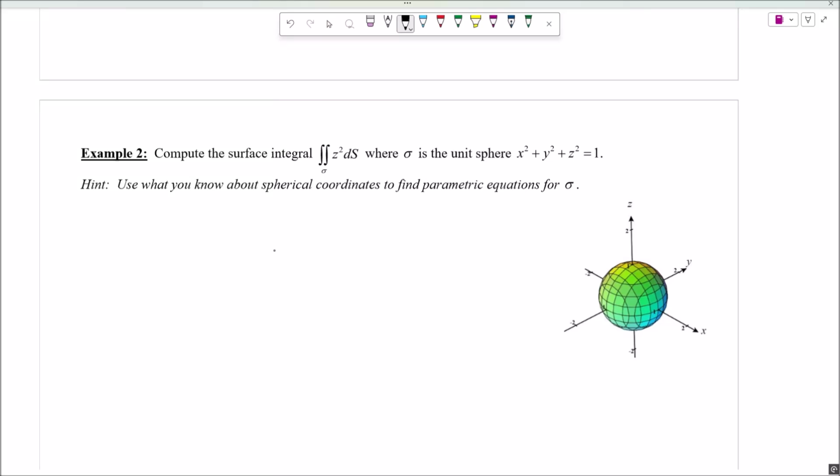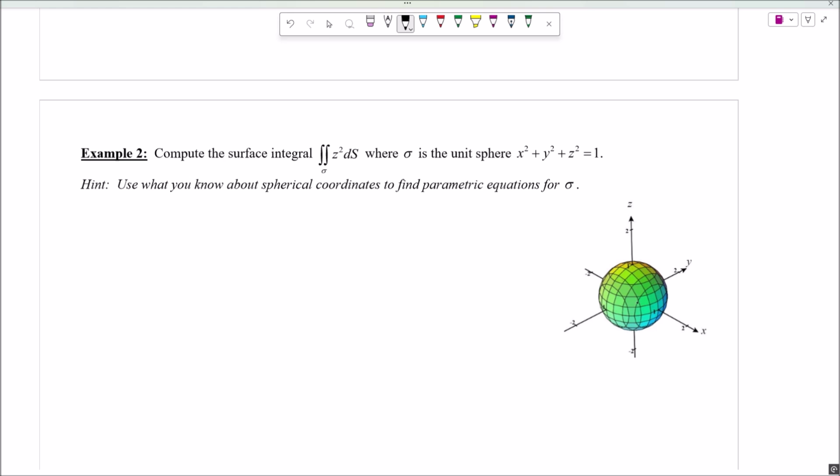Let's take a look now at example number 2. Can I compute the surface integral given here, the double integral over sigma of z squared dS, where the surface sigma is now the unit sphere? So it's given by x squared plus y squared plus z squared equals 1.